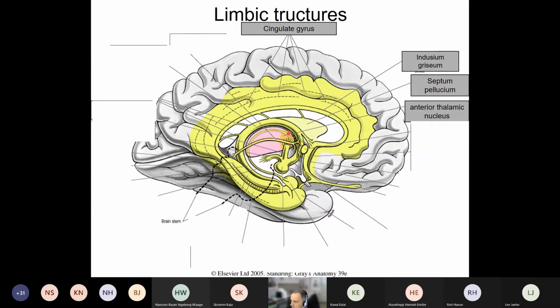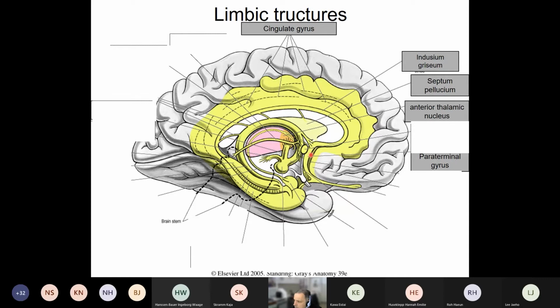But later on, it turned out that the anterior nucleus of the thalamus is closely related to the limbic system. It has connections with the cingulate gyrus, and therefore the anterior thalamic nucleus is also involved. It is an important center in the so-called circuit of Papez. I will come back to this point in a later slide.